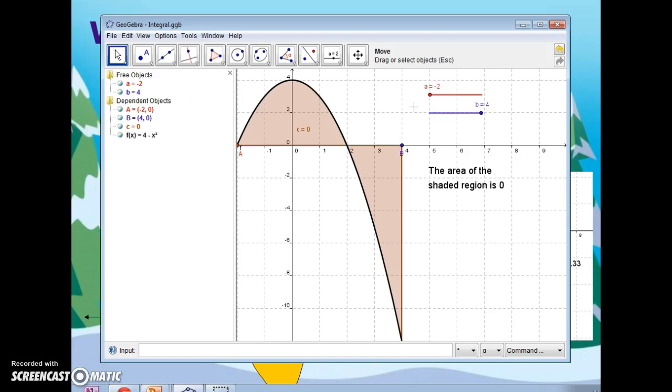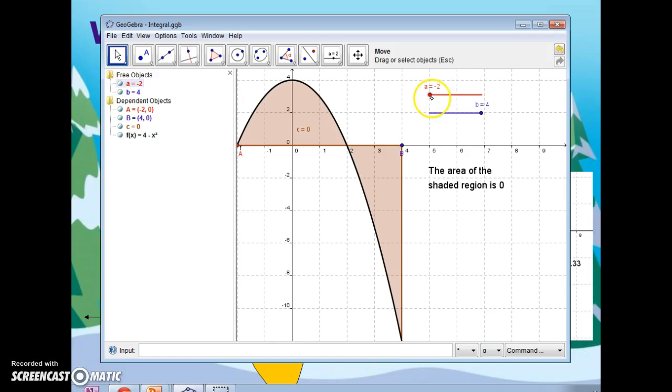So you've got to be careful. Integrals can be positive above or negative below, whereas obviously this does not have an area of 0, because that doesn't make sense. I wouldn't need 0 buckets of paint to paint this because it's above and below. So be careful of the difference between the integral being positive or negative and the area always being positive.